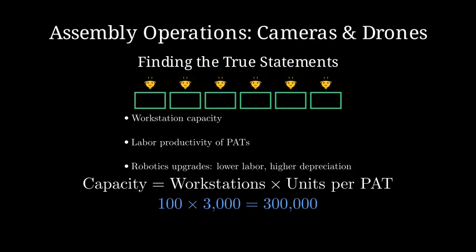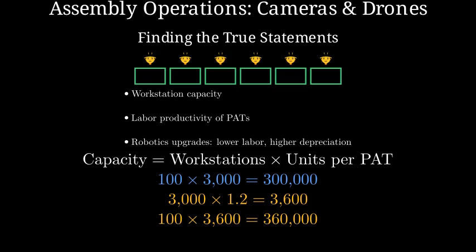Now imagine we add a robotics upgrade. Suppose productivity rises by 20%. Each PAT can now build 3,000 times 1.2, which is 3,600 units. The new total capacity becomes 100 times 3,600, which is 360,000 units. This shows why robotics can increase output even if the number of workstations stays the same.